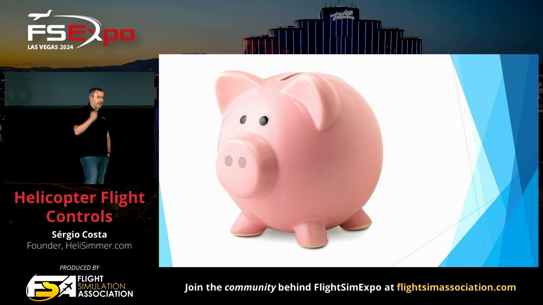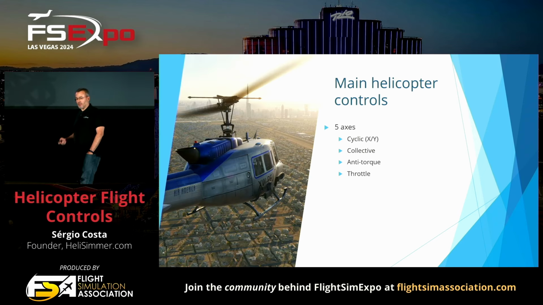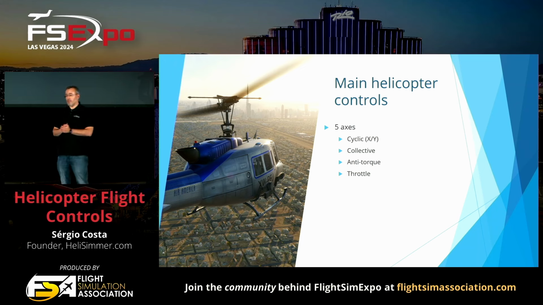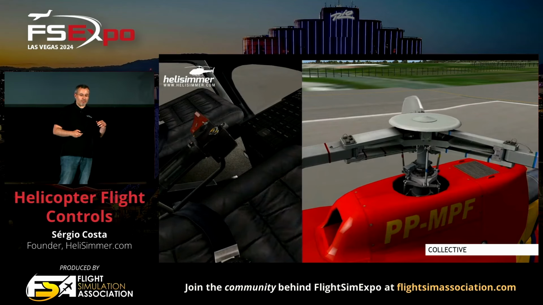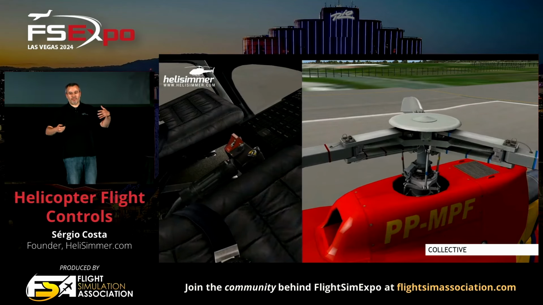So, well, what do we need to control helicopters? And to find out that, we need to know how helicopters control. So helicopters basically have 5 axes. The cyclic, which is actually 2 axes, X and Y. The collective, the anti-torque, which some people call rudder. It's not. And the throttle, which acts differently from a fixed-wing aircraft. Those controls are what make the helicopter fly, so to speak.